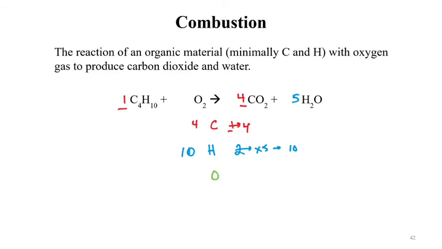Oxygen. How many oxygens on the left? 2. Oxygens on the right? That 4 applies after. That 5 applies after. So we had 2 oxygens, but there's 4, right? Plus, we had 1 oxygen, but there's 5 times that shows up. So we get 8 plus 5, which equals 13. Yeah?